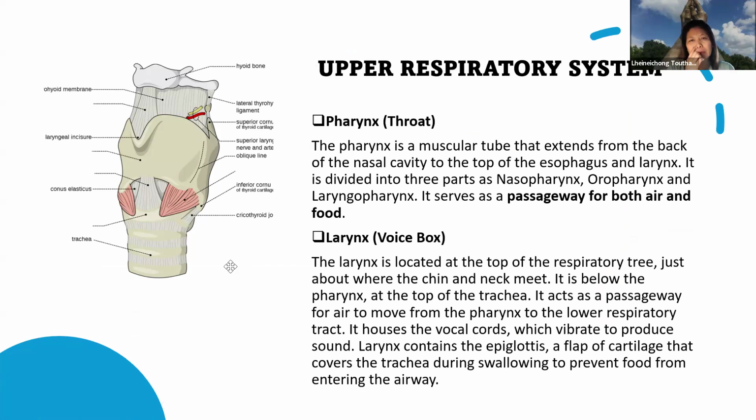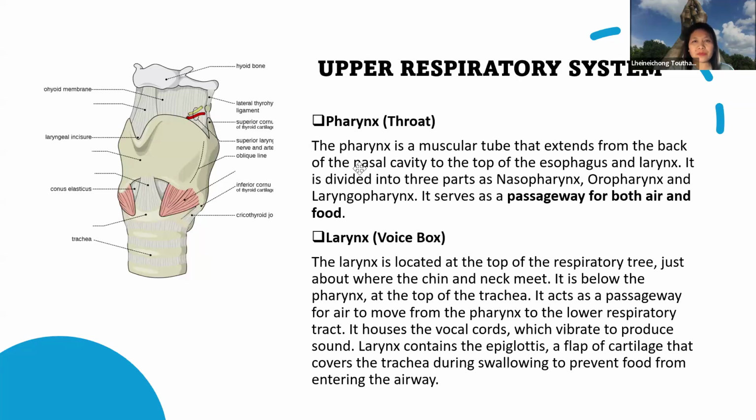And the next is larynx, which is also called as voice box, which is located at the top of the respiratory tree. It is below the pharynx, and this acts as a passageway for air to move from the pharynx to the lower respiratory system tract. And they contain the epiglottis, a flap of cartilage that covers the trachea during swallowing to prevent food from entering the airways. So this can help us from danger that the food should not be entered in the airways.